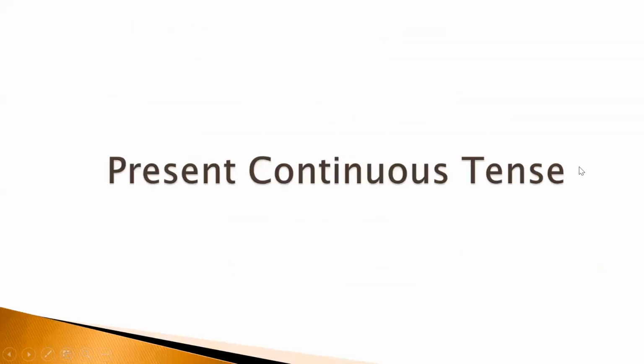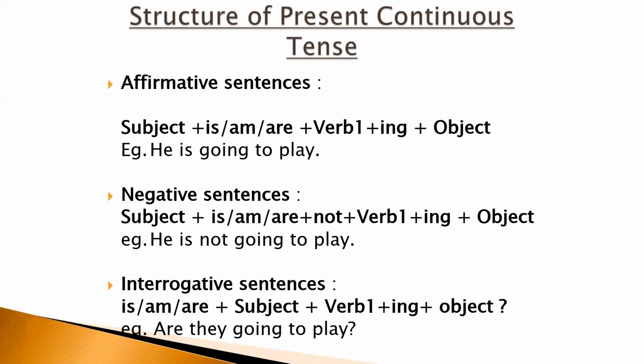Now, let us move to the next tense, that is present continuous tense. First, let us understand the structure. How do we frame the sentences in present continuous tense? Again, we will take three cases: affirmative, negative and interrogative. First, affirmative. Here, subject plus is/am/are plus first form of the verb plus ing plus object. Continuous actually means something which is continuing, which is in progress. So, for the things which are in progress, we use ing, and here we use is/am/are as helping verb.